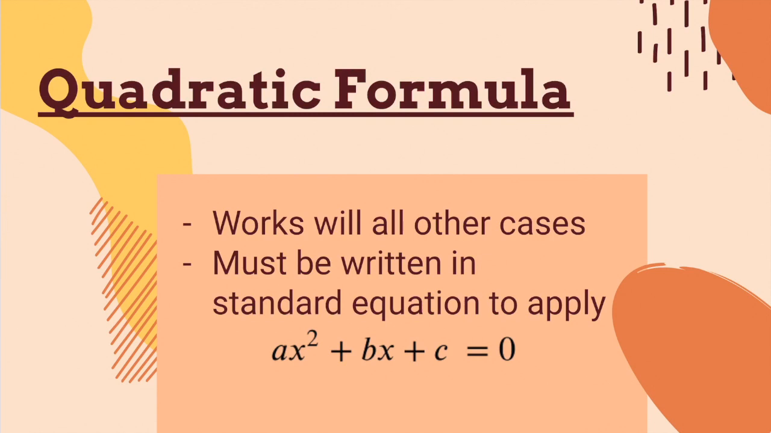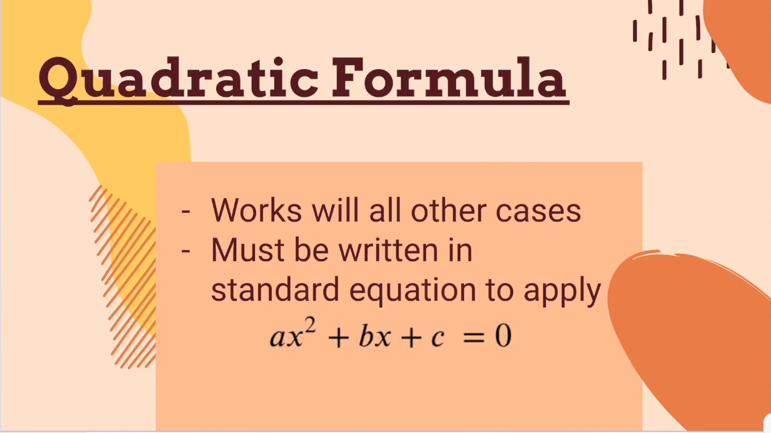When it comes to solving a quadratic equation, the quadratic formula should be your last resort method because it is applicable for any equation. When you solve using the quadratic formula, make sure that the equation is written in ax squared plus bx plus c equals 0, because you will solve it as x equals negative b plus or minus the square root of b squared minus 4ac. You'll divide this whole thing by 2a.